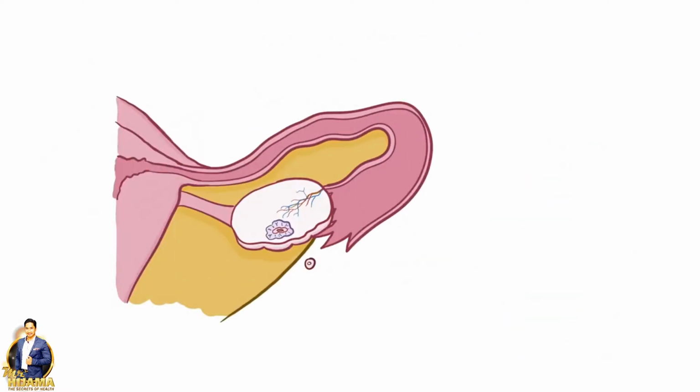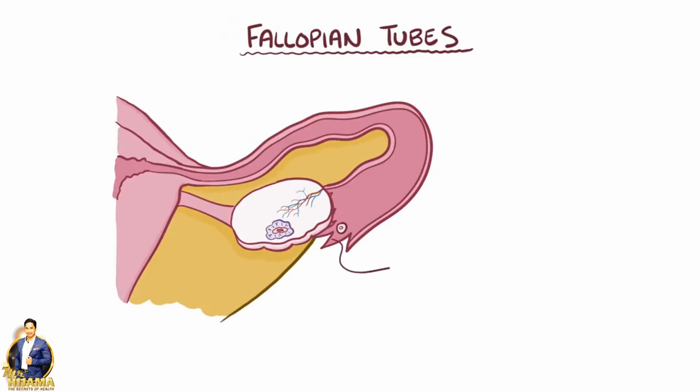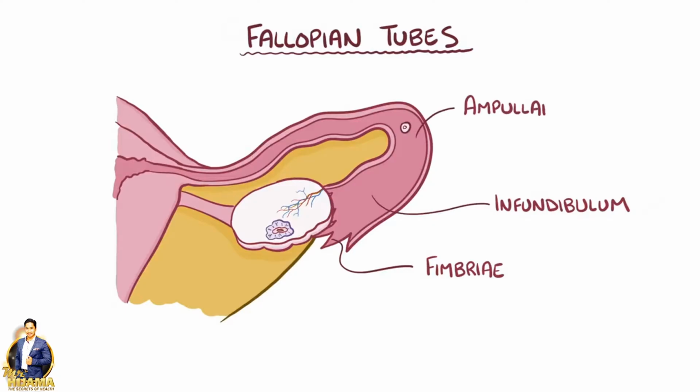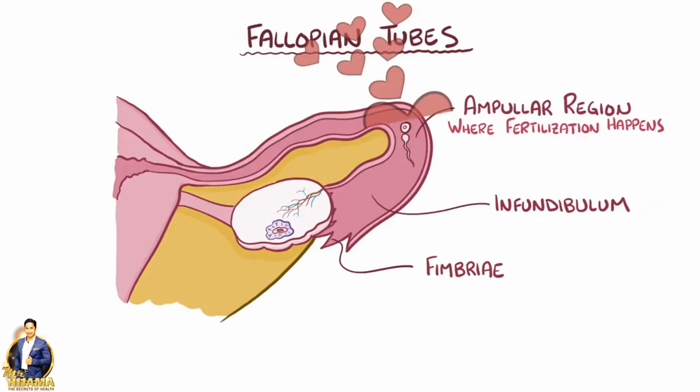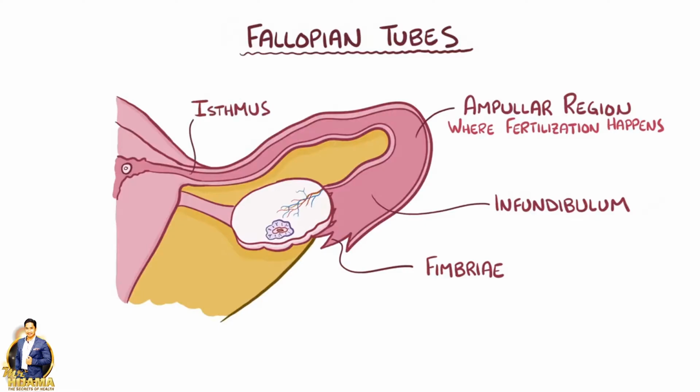After ovulation, the secondary oocyte makes a very quick journey through the peritoneal space and lands in the fallopian tube. The first part is the fimbriae, which are the finger-like projections that surround the ovary and guide the secondary oocyte into the fallopian tube. Next is the infundibulum, and then the ampulla region, which is where fertilization typically happens between the secondary oocyte and the sperm. This is the magical spot where they meet. And finally the isthmus region, which opens into the uterine cavity.